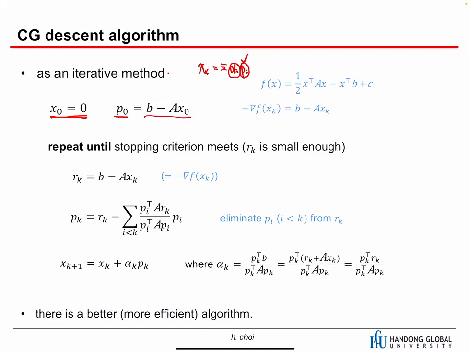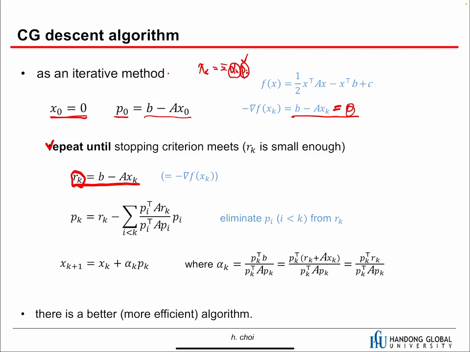Then we repeat these iterations until the stopping criteria are met. First we calculate r sub k, which is the residual. What we want is for this gradient to be 0, because that's where the minimum is. If x sub k is a good enough parameter, then it will be 0. But if it is not, then there is a residual.